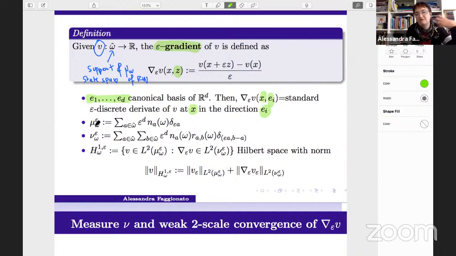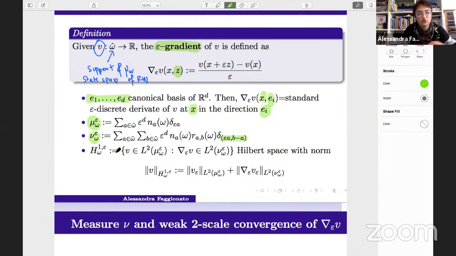What I say here is that I have a rescaled reversible measure for functions of x, but I have a natural measure for functions with the entries x and z. This nu is a pure point measure, and it assigns masses to points of the form epsilon a, b minus a, where a and b are points in the state space. So b minus a is indeed one of the possible jumps of my random walk. This is the natural measure for the epsilon gradients of the function.